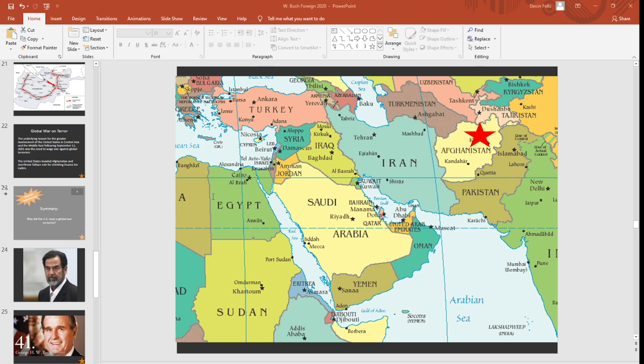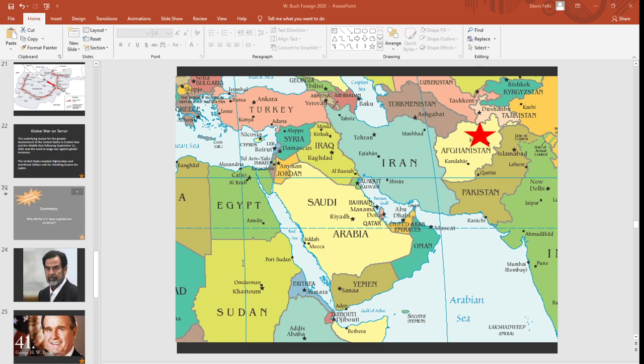So let's take a look at the paragraph again. It says the underlying reason for greater involvement of the United States in Central Asia and the Middle East following September 11, 2001 was the need to wage war against global terrorism. The United States invaded Afghanistan and overthrew Taliban rule for shielding Osama bin Laden. So we haven't really gone over what the Taliban is. I will go ahead and just tell you. The Taliban was a political and military movement in Afghanistan. You could say they're a political, military, and religious movement, and they were in charge of the country until the U.S. invasion in 2001.